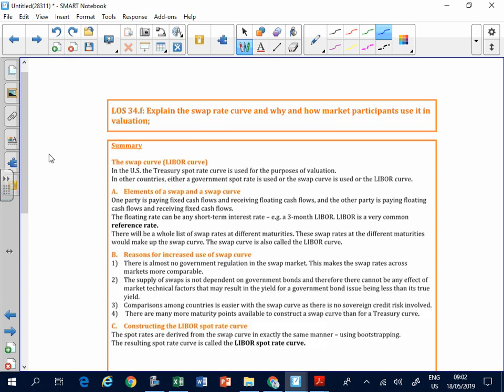Okay. So we can now park the bonds. Now we're going to move on to swaps. Okay, so explain the swap rate curve and how market participants use it in valuation.